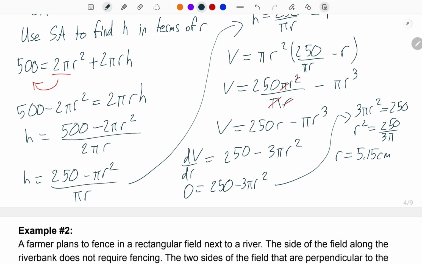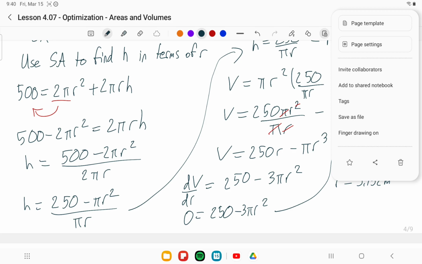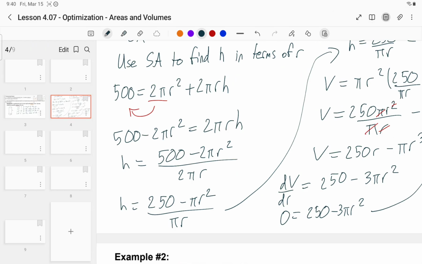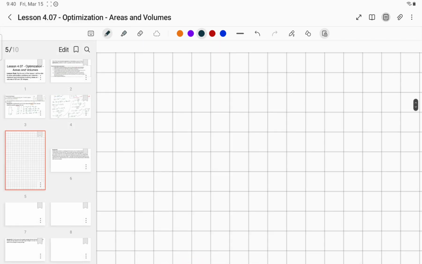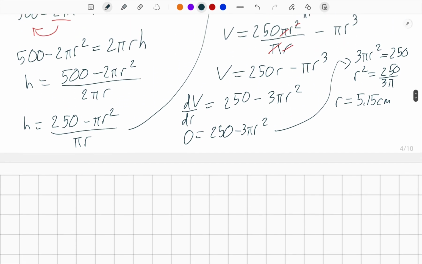Let's check, is this actually a maximum? There's two ways you could do this. You could use the second derivative test or the first derivative test. What I'm going to do is simply use the first derivative test. No, second derivative test. Seems like an easy enough derivative to do again. I'm just getting some more space here, and then we'll continue.